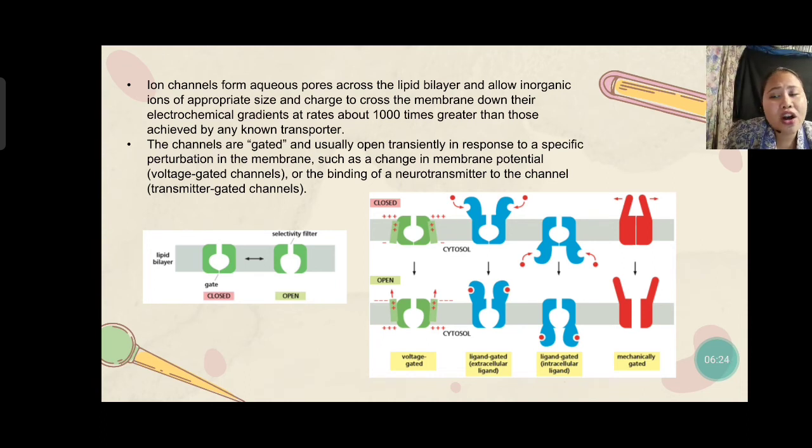Aquaporins are permeable to water but impermeable to ions. Aquaporins are water channels found in epithelial cells of the kidney or exocrine cells. The channels are gated and usually open transiently in response to specific perturbations in the membrane, such as a change in membrane potential for the voltage-gated channels, or the binding of a neurotransmitter to the channel for transmitter-gated channels.